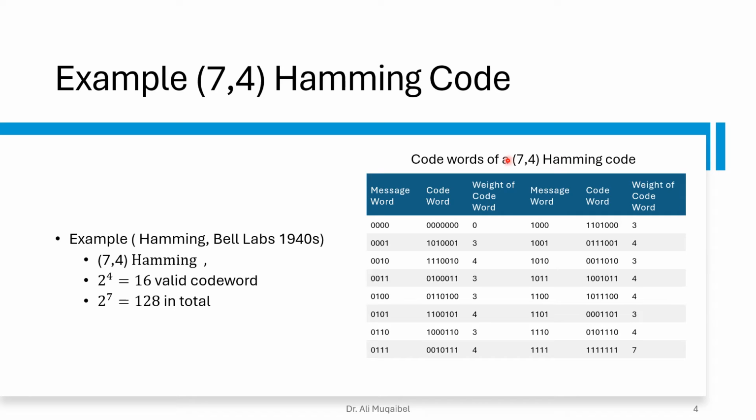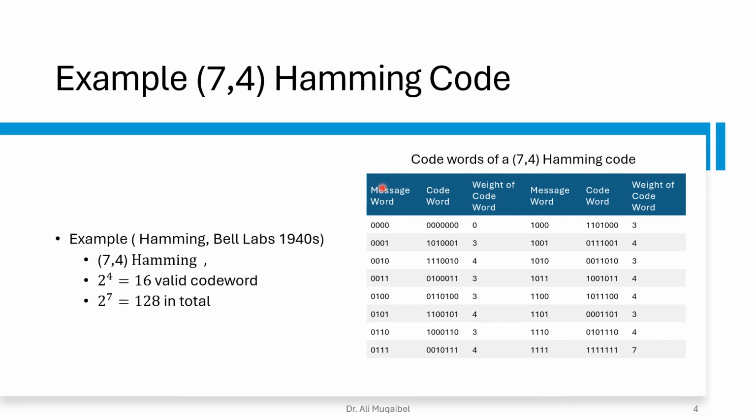An example is the (7,4) Hamming code. The Hamming code was developed by Bell Labs in the 1940s, and it is a (7,4). For every 4 bits we generate 7 bits of code. So the number of valid code words is 2 raised to the power 4, which is 16 valid code words. And in total, the possibilities we have are 2 raised to the power 7, which is 128. So only 16 of 128 possibilities are valid.